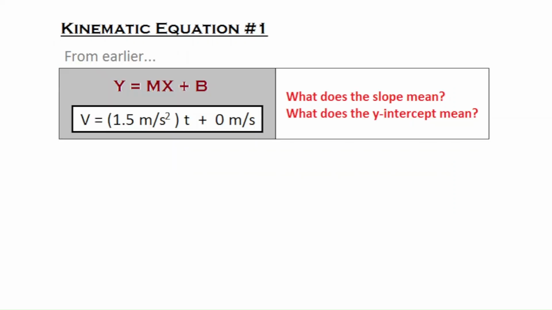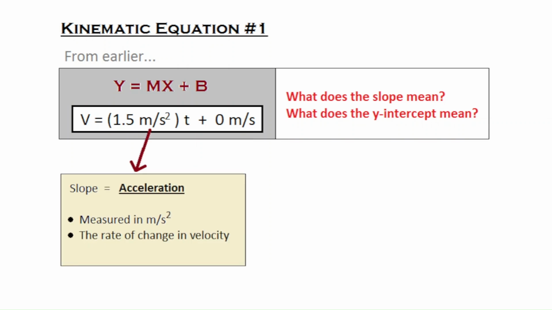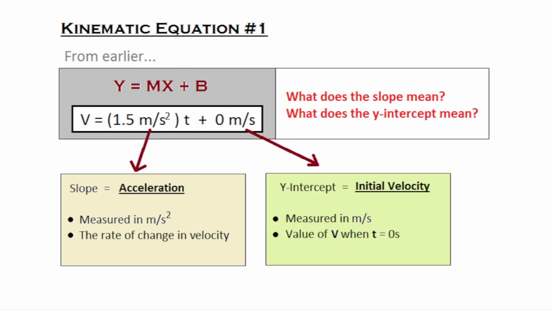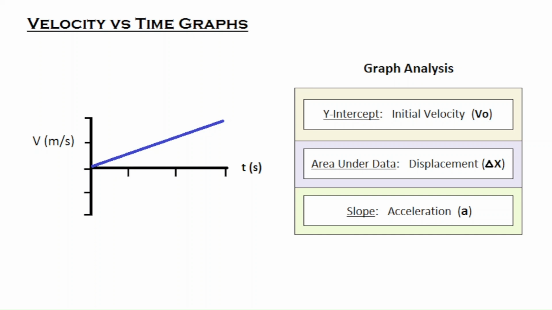The last two examples were to help us get a better idea of what the slope and y-intercept meant for our velocity versus time graph in our mathematical model. We can now conclude the slope as being the acceleration of the carts. We know this because it's measured in meters per second squared, and it's related to the rate of change of velocity. The y-intercept will represent the initial velocity. We know this because it is measured in meters per second, and this is the value of velocity when time equals 0. Let's take a moment to summarize what we know about velocity versus time graphs.